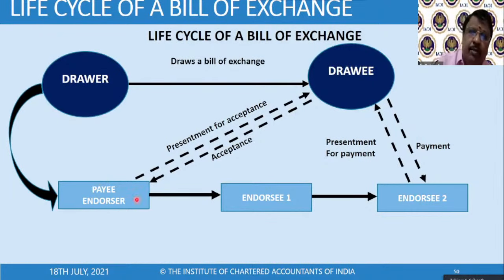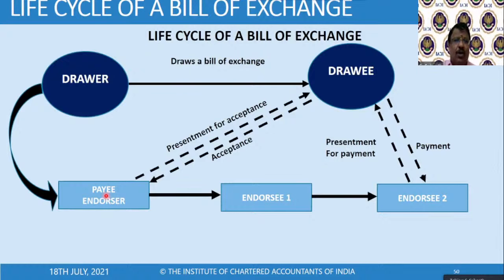So drawee, payee, drawer. Then the payee gets the piece of paper. Now it has no life. He has to present it to the drawee for acceptance. Then the drawee accepts it, meaning on the face of the instrument, he signs. That's all. It's accepted. Even if he writes 'accepted', good. If he doesn't write it also, the signature is enough. Then the life has come for that piece of paper.